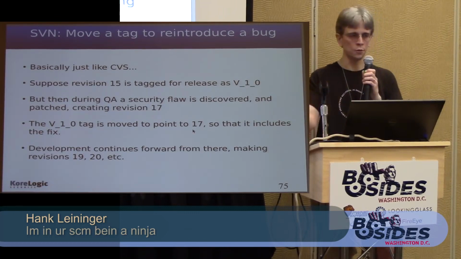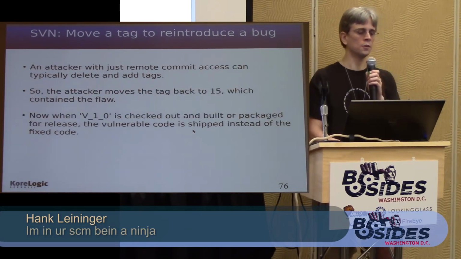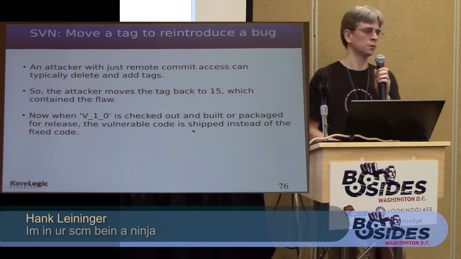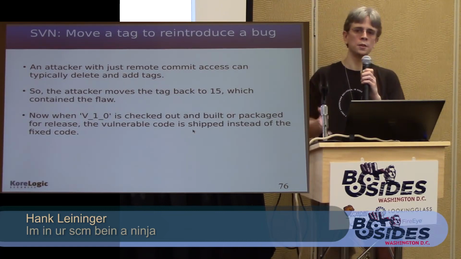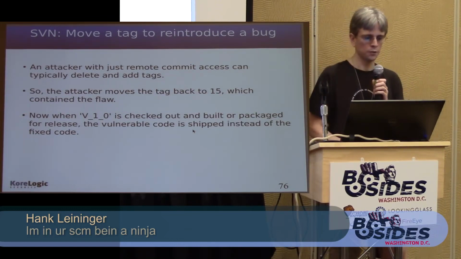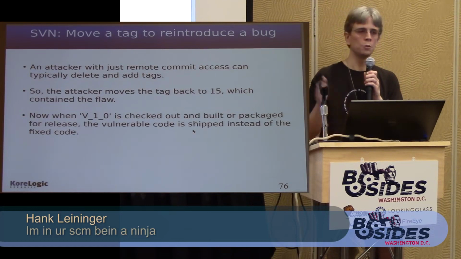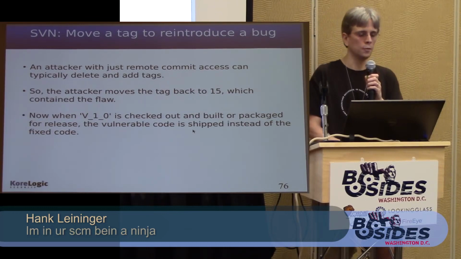And then again, developers continue moving forward, building the next great feature set. Once again, an attacker with just remote commit access, unless you've done something special, which is possible, can delete and create tags. So they do the same thing they did in CVS. They delete the tag that points to revision 17, and they add a tag that points to revision 15 with the same name. Boom, they're done. Now when version 1.0 is checked out, the bad code is going to get checked out.